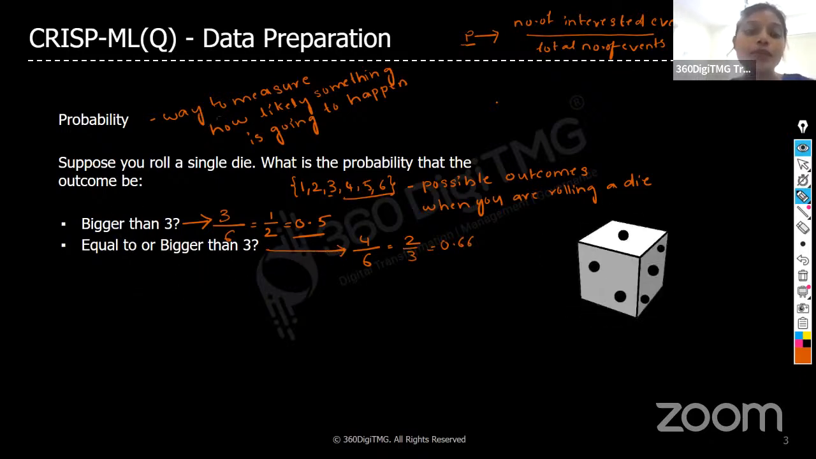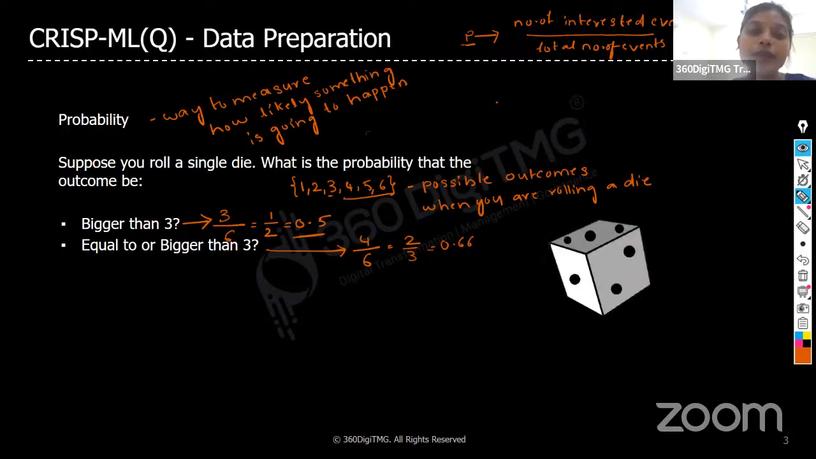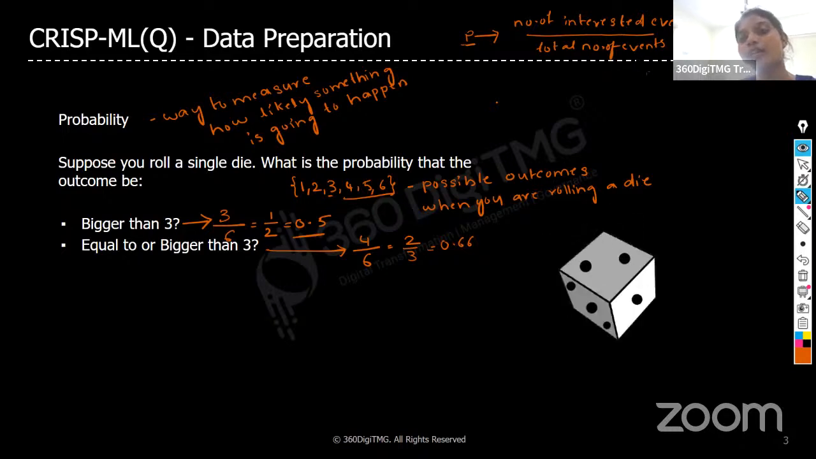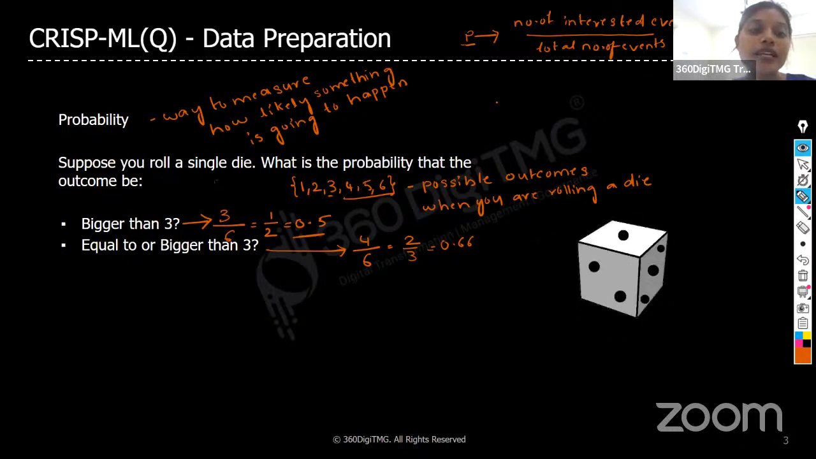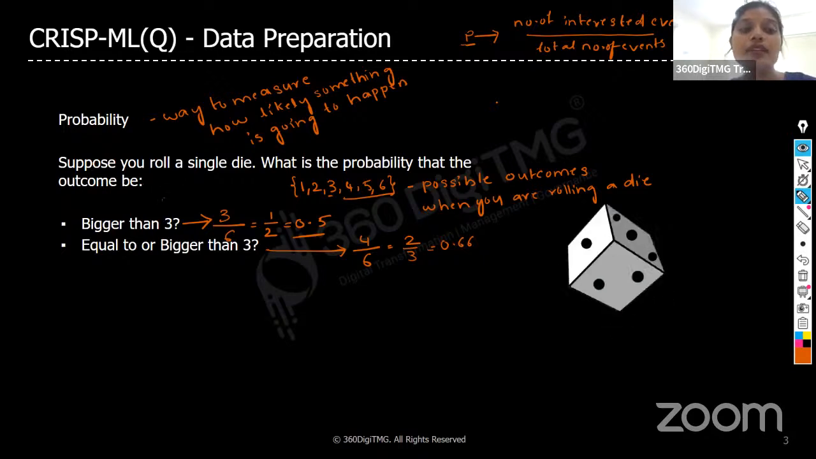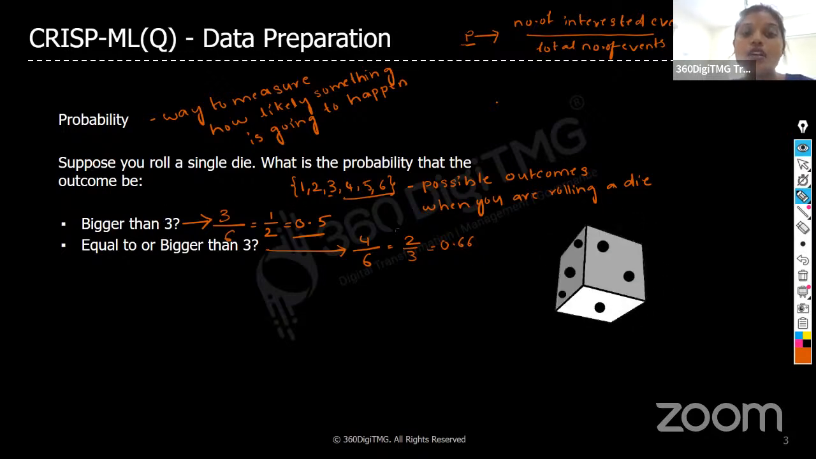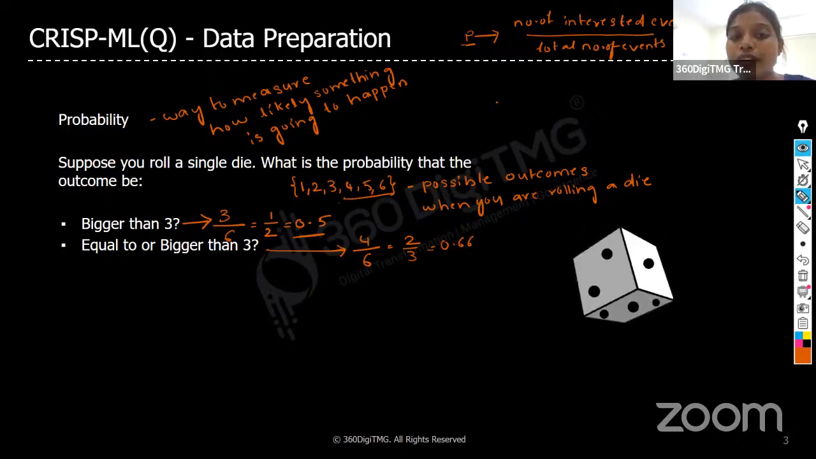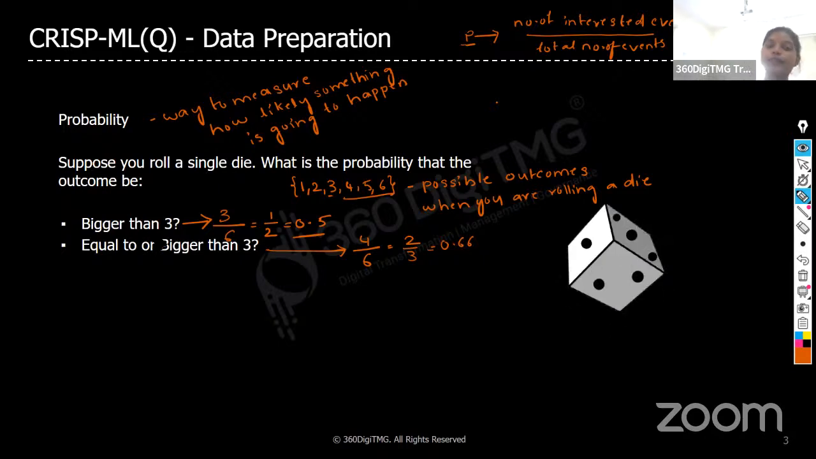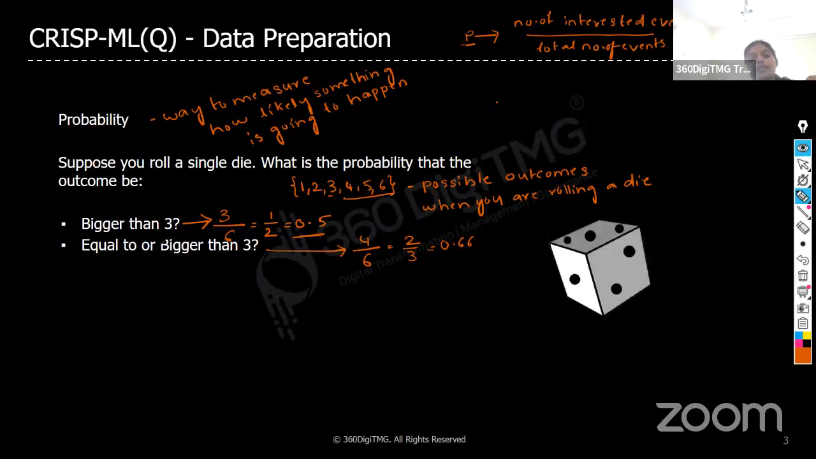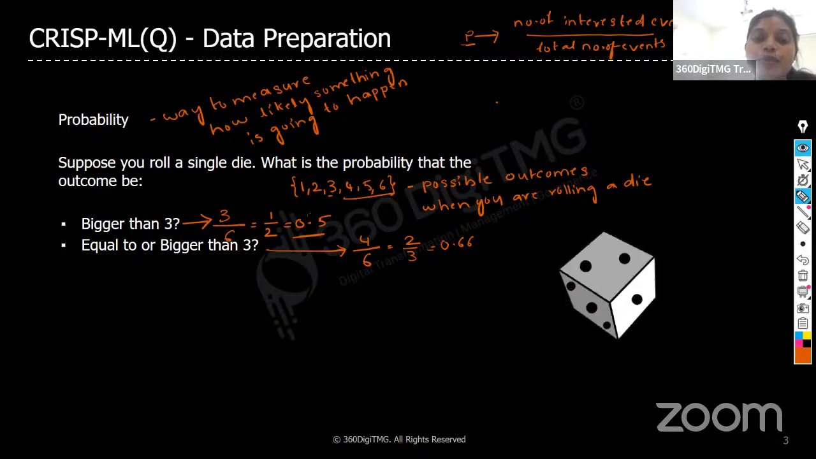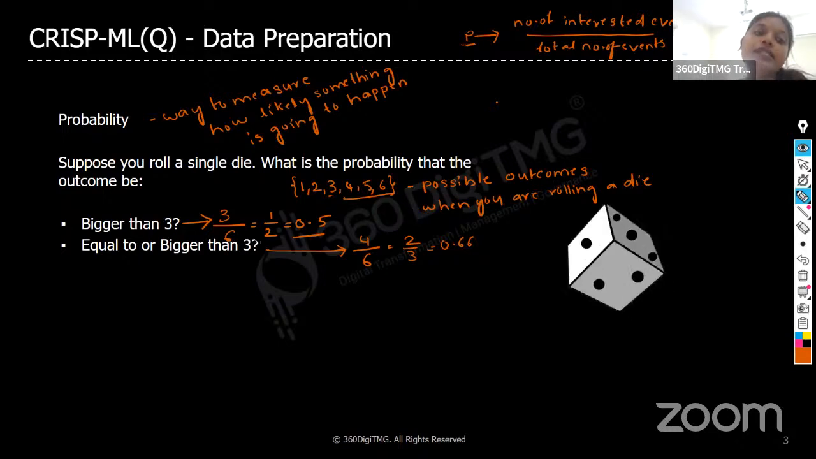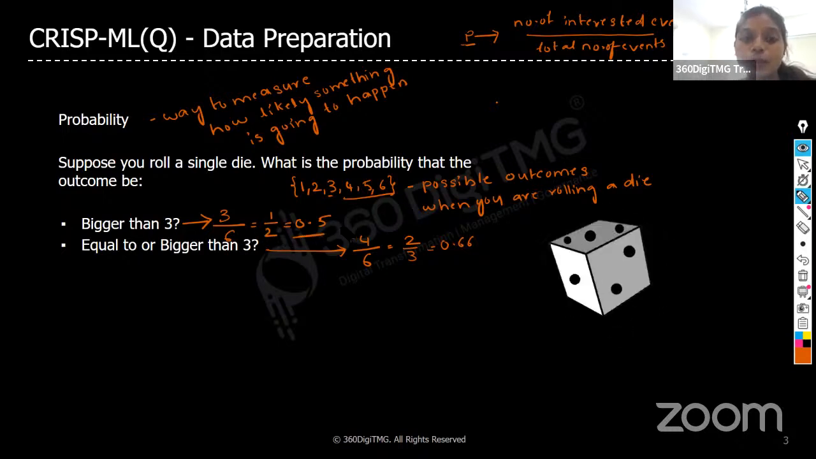So probability is nothing but a way to measure how likely something is going to happen. We can see the formula here, which is the number of interested events divided by the total number of events. If we are rolling a die, the possible outcomes are 1, 2, 3, 4, 5, and 6. To find the probability of the outcome being bigger than 3, there are 3 values. So the interested events are 3 and the total number of events is 6. 3 by 6 is equal to 1 by 2, which is 0.5.